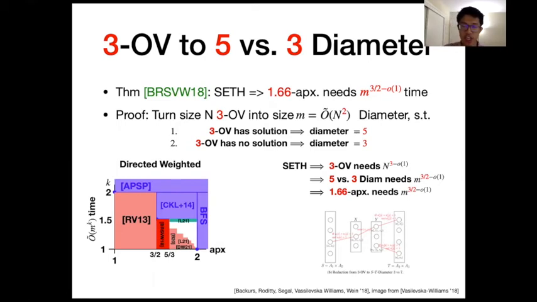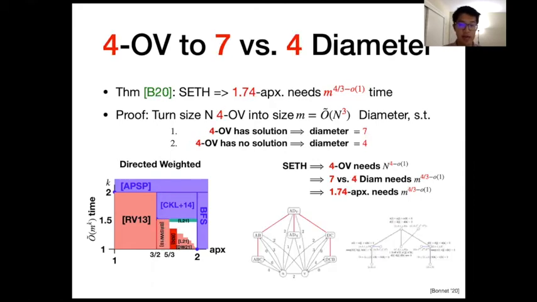So here, all we've done is change some numbers around, and obviously the hard part is not changing the numbers around, but actually constructing the graph. I'll say a little bit more about this particular graph construction later, but for now, let's just keep changing the numbers. So to get a 7/4 minus epsilon approximation, you instead reduce from 4 OV and make a size n cubed diameter instance and get this gap of 7 versus 4, and this gives you what you want.